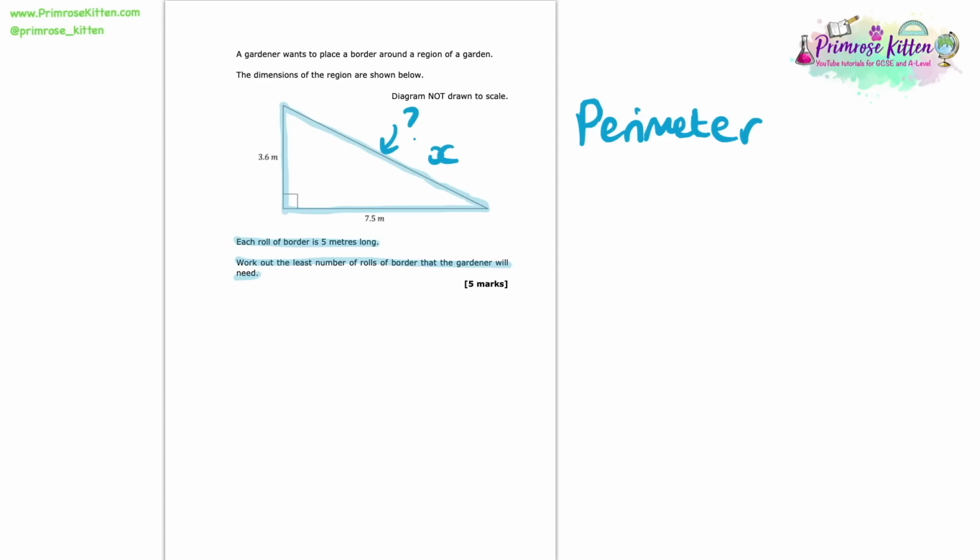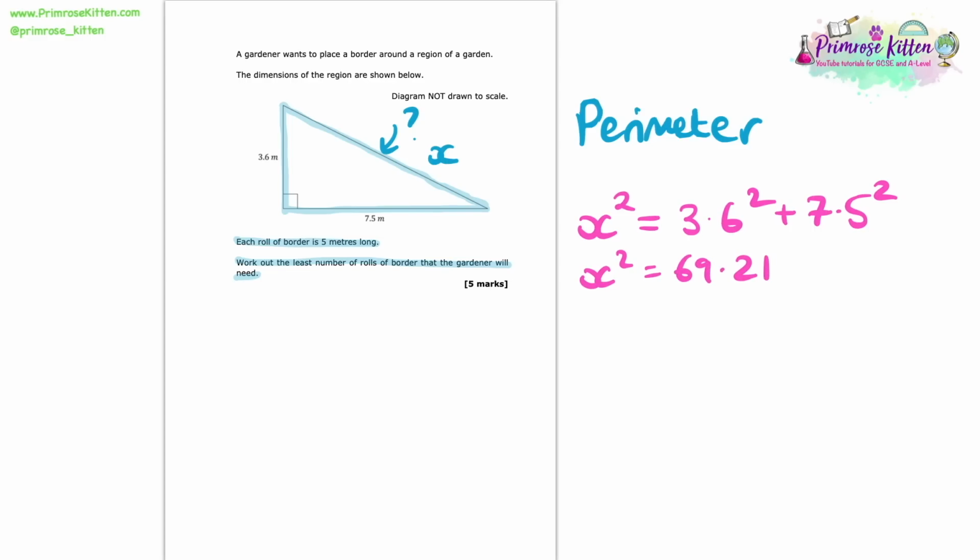Let's call it x. Now this is a right-angled triangle, so we can work out its length by using Pythagoras' theorem. Pythagoras' theorem states that the length of the hypotenuse squared is equal to the sum of the squares of the other two sides. So here we have x squared equals 3.6 squared plus 7.5 squared, which gives us x squared equals 69.21. Now to get x on its own, we need to square root that, which leaves us with 8.319.